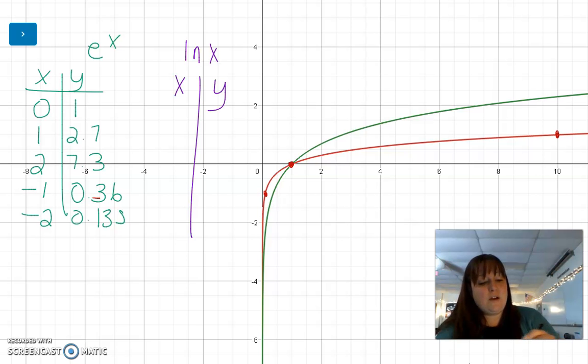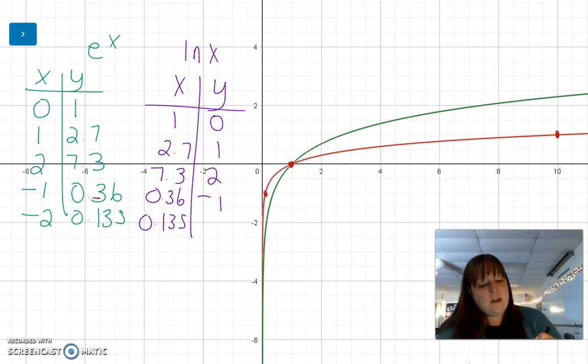So let's see, the graph of ln of x should be the inverse of that, meaning we just switch the x and y values, right? So when I put in 1, I should get out 0. When I put in 2.7, I should get out 1. When I put in 7.3, I should get out 2. And when I put in 0.36, I should get out negative 1. When I put in 0.135, I should get out negative 2. Okay, so let's look at our graph, make sure it follows that.